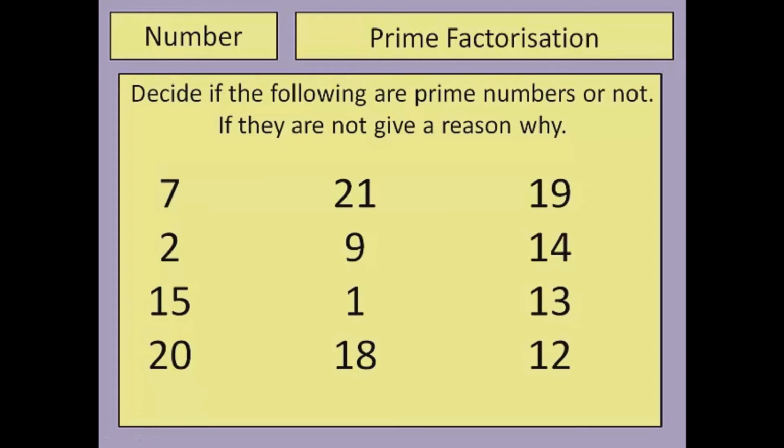Okay, here are a list of 12 different numbers. You need to decide which ones of these are prime numbers and which ones are not. And if they're not a prime number, give a reason why. If you press pause and have a go at them, and then press play and I'll tell you what the answers were.